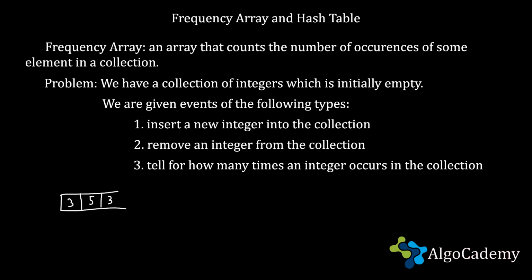Then let's say the boss calls you and says, you know what? Now I want you to remove an integer from the collection. Well, what are you going to do then? First of all, you have to find an occurrence of that element, right? So let's say I have to remove 5 from the collection. What am I going to do? I'm going to start looking in the array, right? From the first element until I find an element equal to 5. This one is not equal to 5. This one is equal to 5, right?